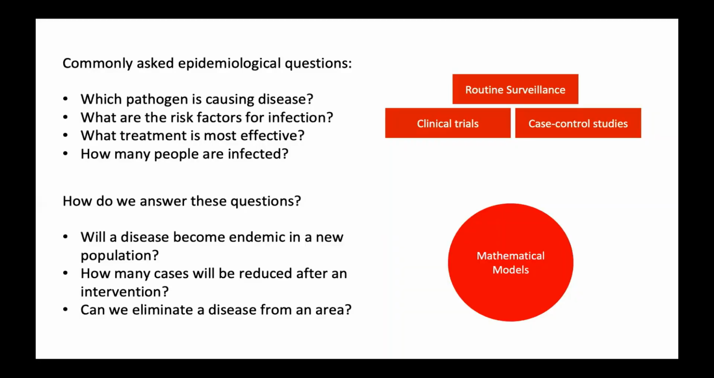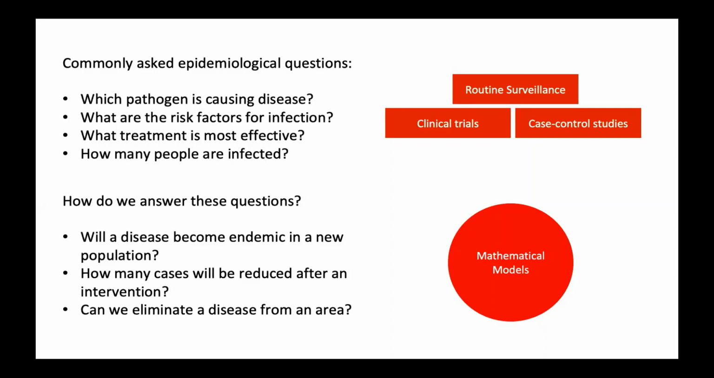So in infectious disease epidemiology, there are a lot of different questions we might want to know in terms of pathogen spread. Things that we might want to know are: what pathogen is causing the disease? What are the risk factors that are causing infection? What treatment is most effective? And how many people are actually infected? And we have a lot of great tools for answering those questions.